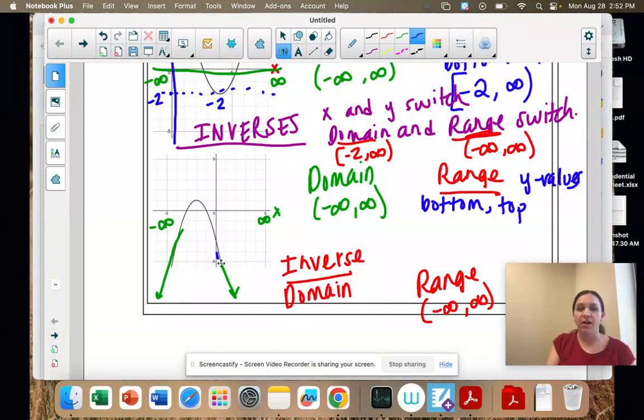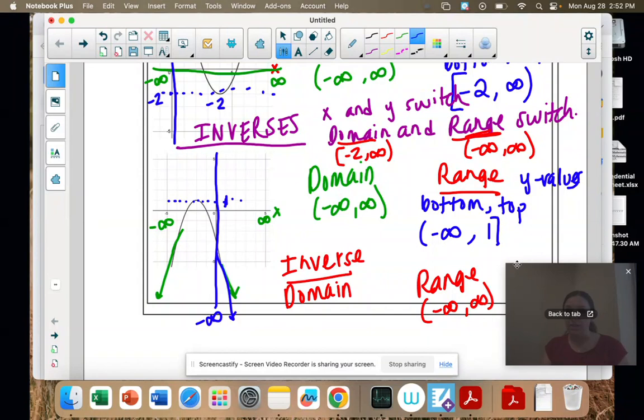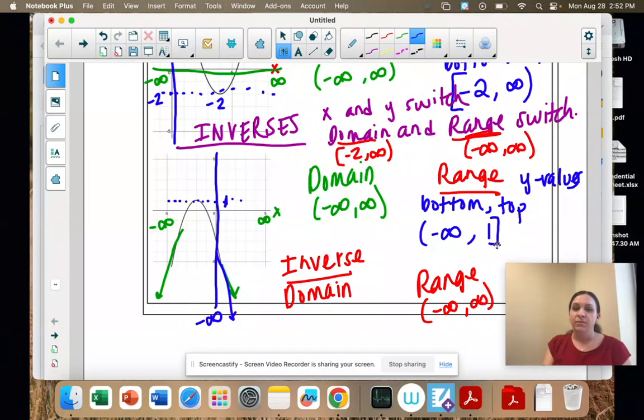So the bottom of the graph, it goes down forever and ever and ever. And on the y-axis, that's negative infinity. So our bottom value is negative infinity. And it ends right here. That's the top of the graph at y equals 1. And it's included. It's just a line through the graph. So this would be the domain of the inverse. So they switch spots. Once you find domain and range of the original, you know the domain and range of the inverse.